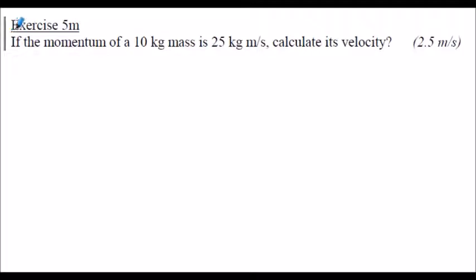Exercise 5M, if the momentum of a 10 kilogram mass is 25 kilogram meters per second, we've got to calculate the velocity. So again, using the equation, momentum is equal to mass multiplied by velocity, we have to rearrange the equation to find velocity. Again, I'd encourage you to attempt this question. The answer is shown here in the brackets, and the full solution is shown on the following slide.